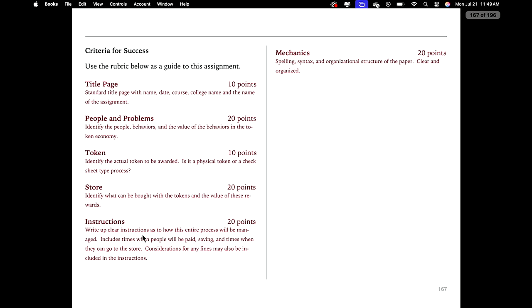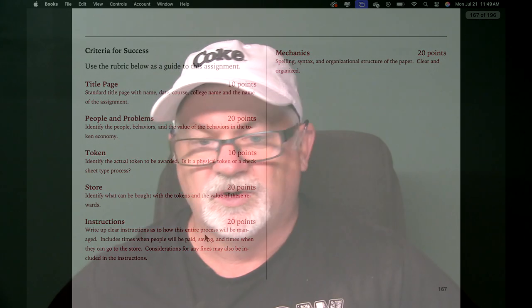The instructions include how the entire process works. So when can they exchange tokens? Where do they save them up? Who tracks what? All of these things. You're writing up basically the policy manual of a token economy. I've already reflected to one person who has been working on their project in this class, telling them that I think that their particular project is worthy of a token economy, even though we're not covering that until now.